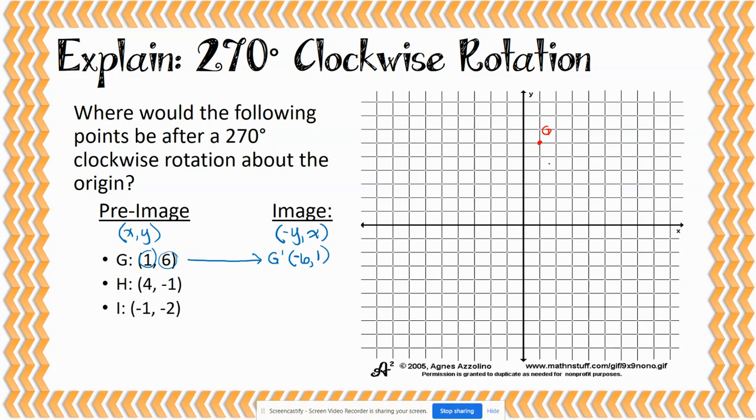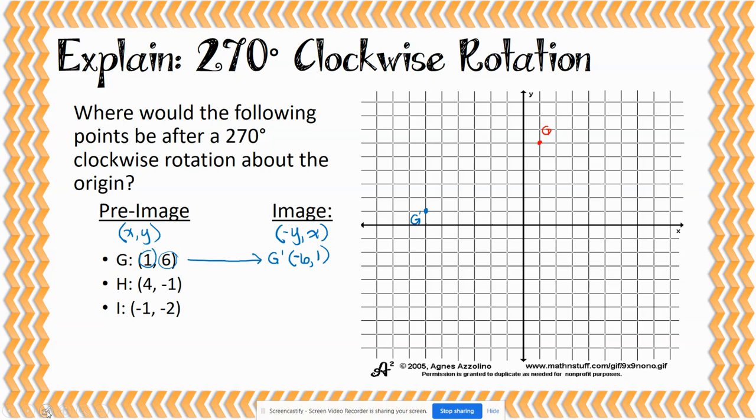So if I'm moving 270 degrees clockwise, that should be 90, 180, 270. So I should be right over here in quadrant 2. So let's see if that worked. If I go to (-6, 1), then I would move left 1, 2, 3, 4, 5, 6, then up 1, and here would be G prime.